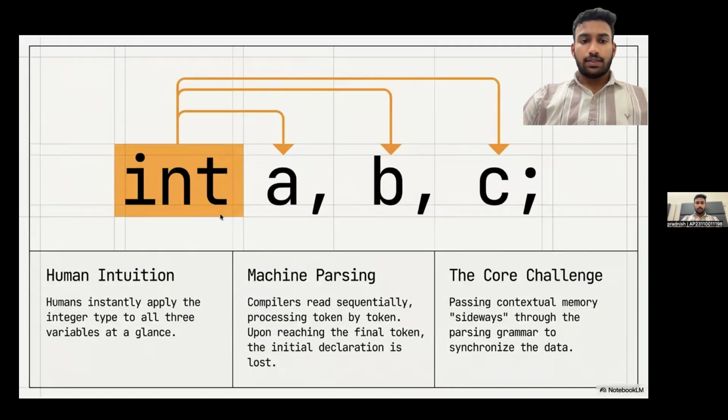Now, look at the declaration int a, b, c. As a human, we see int and instantly know it applies to all three variables, but a compiler is a sequential machine. It reads token by token. By the time it reaches c, it might have already forgotten the int, unless we have a specific mechanism to pass that context sideways through the grammar.